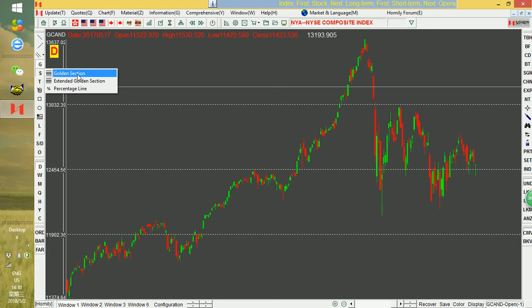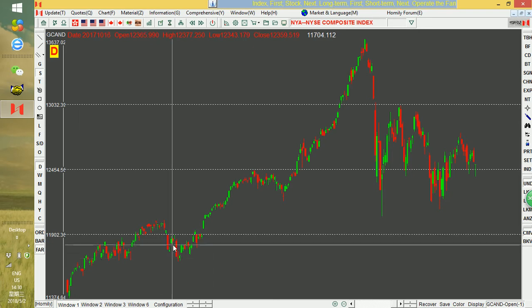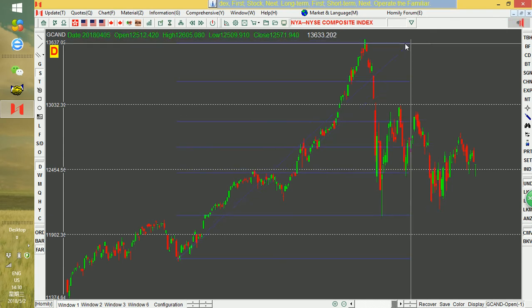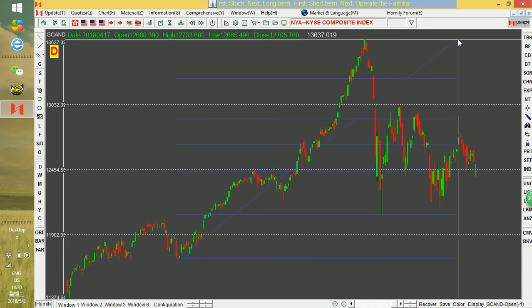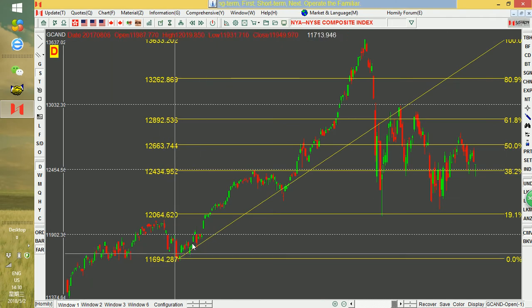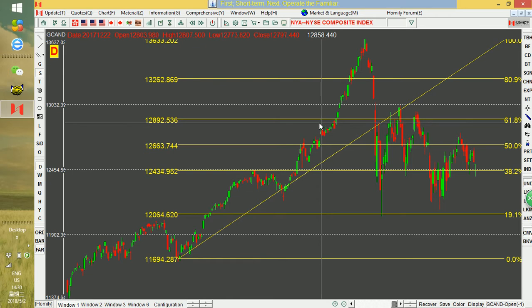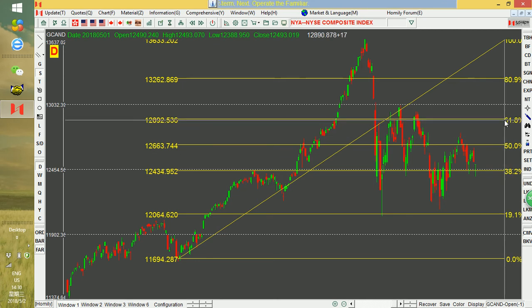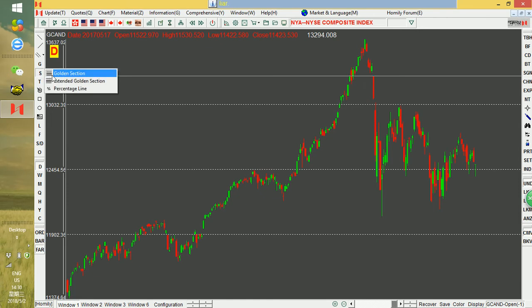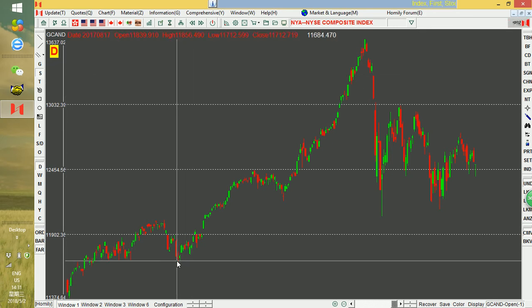So we have a golden section where we take a low point and another high point, which will divide this upper trend, the middle upper trend, into several percentages, and the 61.8% is quite important. Okay, this is the golden section.